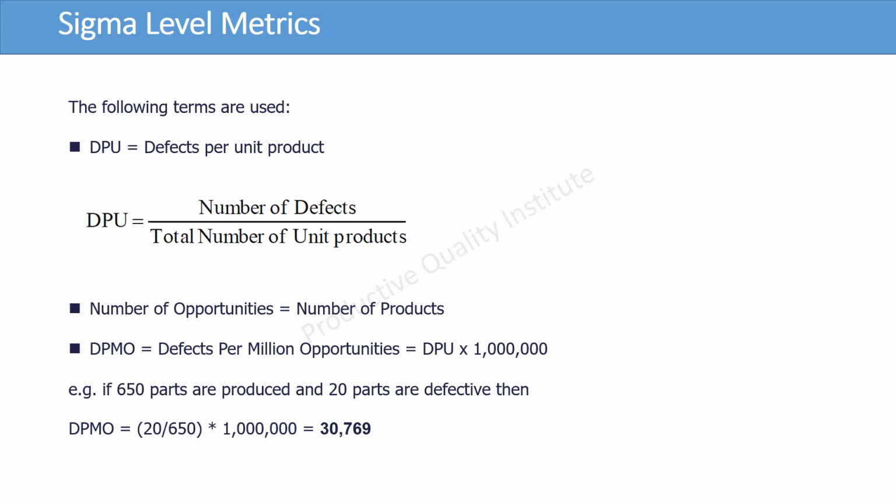To calculate the sigma level metrics, the following terms will be used. DPU is the defects per unit product. DPU is equal to the number of defects divided by the total number of units produced. Number of opportunities is equal to the number of products. DPMO is the defects per million opportunities, which is equal to DPU times 1 million. For example, if 650 parts are produced and 20 parts are defective, then DPMO is equal to 20 divided by 650 times 1 million, which is equal to 30,769.